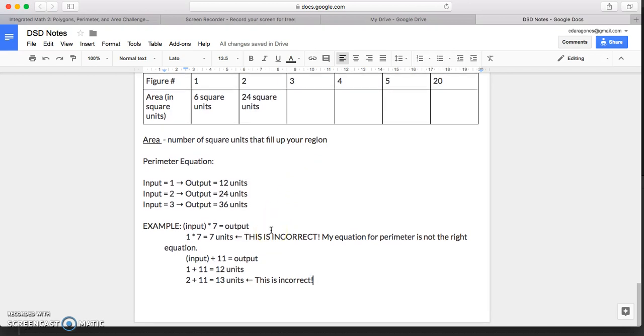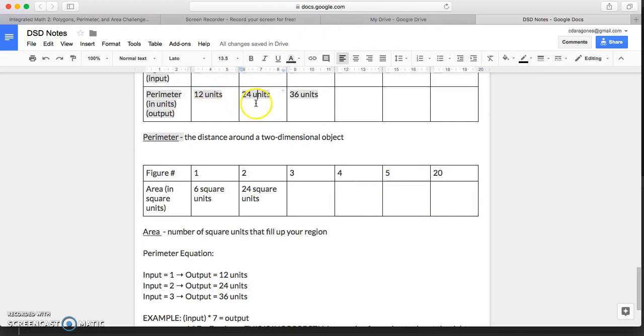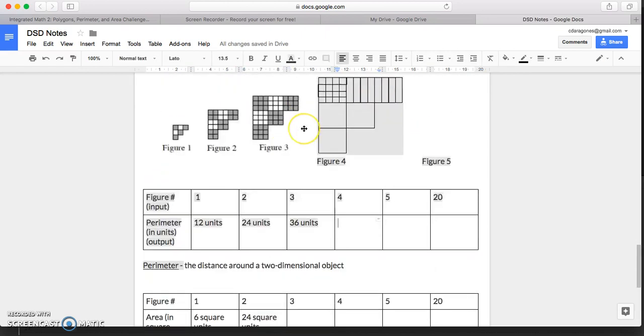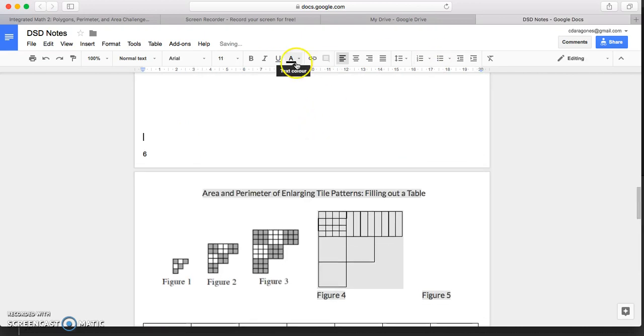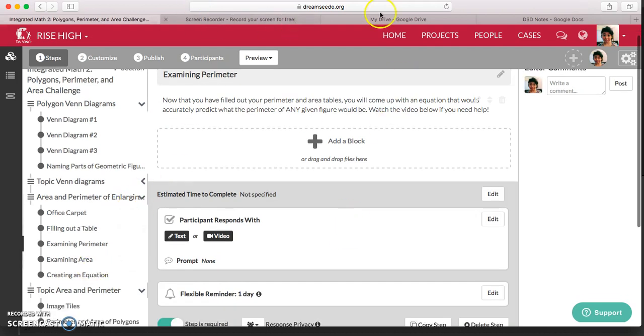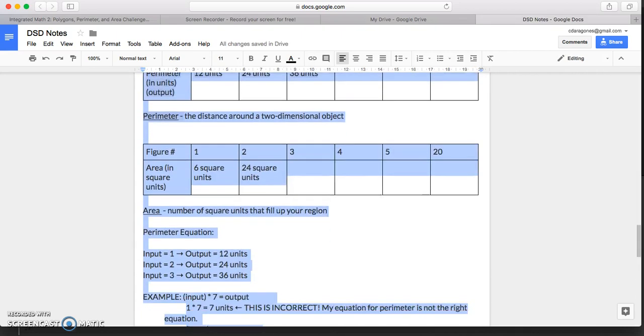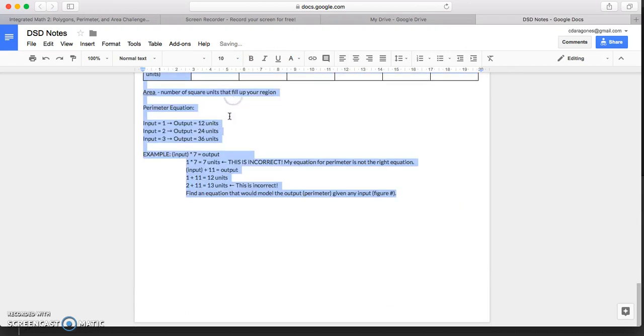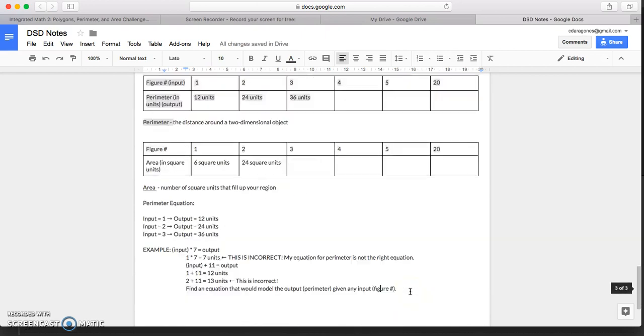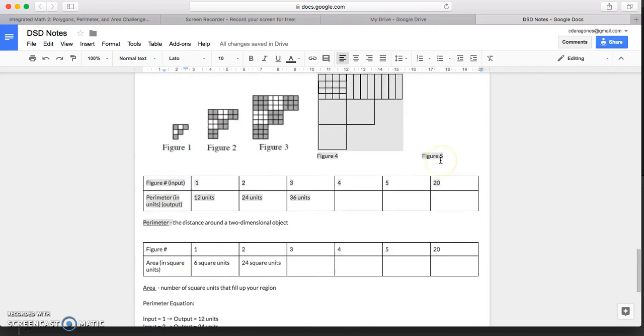So with your teammates, or if you're in workshop, you can get help on this, or by yourself, try to figure out a model, find an equation that would model the output, which is your perimeter, given some input, your figure number, given any input. This is a little challenging, but I encourage you to guess and check, try to see what's going on with the pattern in your table. Like I said, this may not be the design you used. You may have used the other designs. There are 5 other designs there. But whatever design you use, try to find a model for that design's perimeter when you plug in a figure number. You can do all your work in your notebook, and you can take a picture of your equation, screenshot it, and then upload it on Dreamseedoo when you're finished.